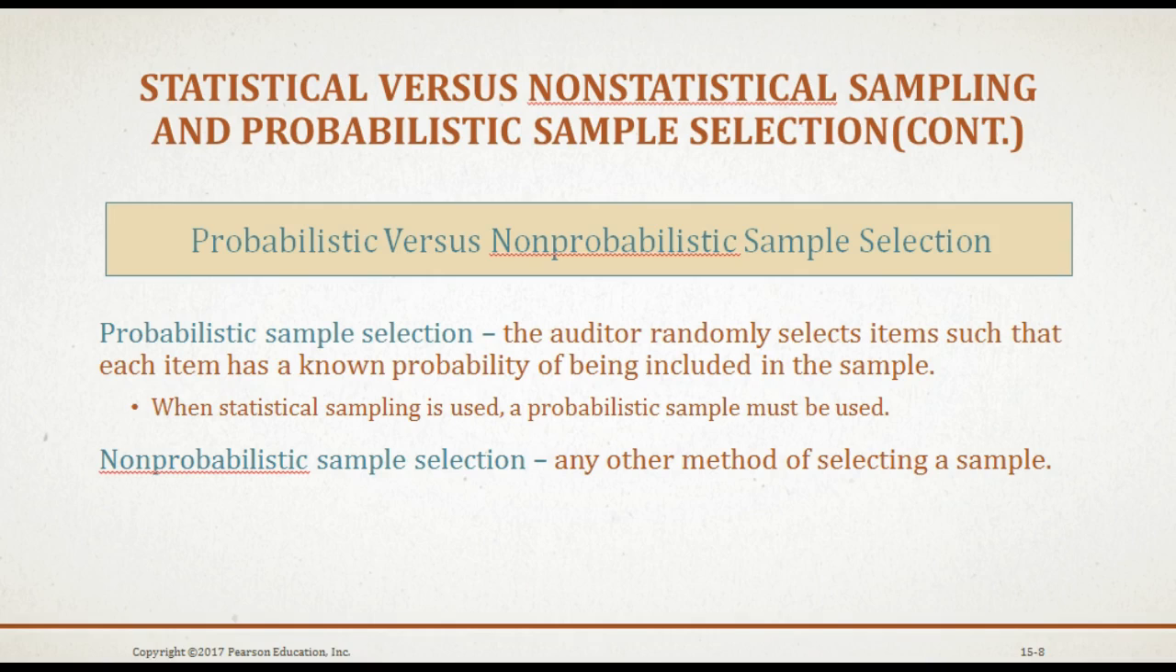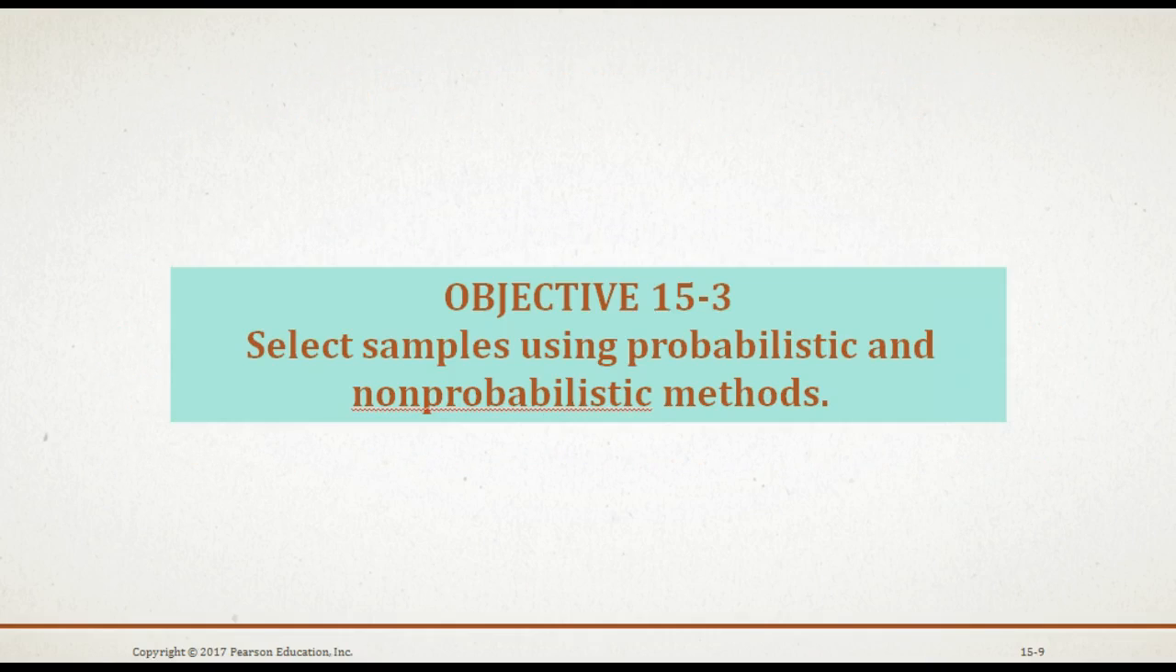In probability sampling, the auditor randomly selects items such that each item has a known probability of being included in the sample. When statistical sampling is used, a probability sample must be used. In contrast, non-probability sampling selection is any other method of selecting a sample. We will further discuss selecting samples using probability and non-probability sampling methods.